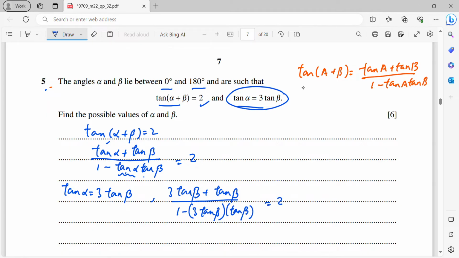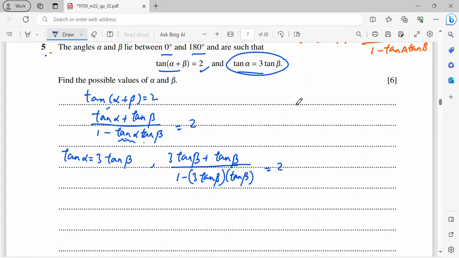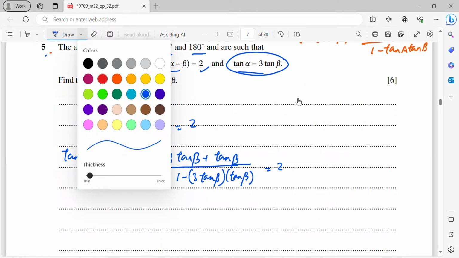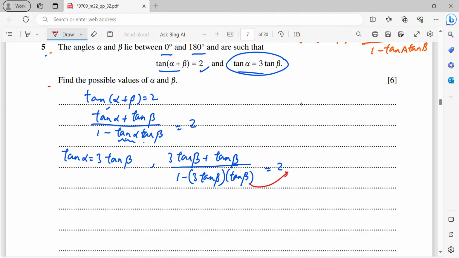That equals to 2. So now to solve the alpha and beta, I will just move the denominator to the right side. Then here I will be getting 4 tangent beta for the numerator. Then after I move, I will get 2 times 1 minus tangent beta times tangent beta is tangent squared beta. So 3 tangent squared beta.